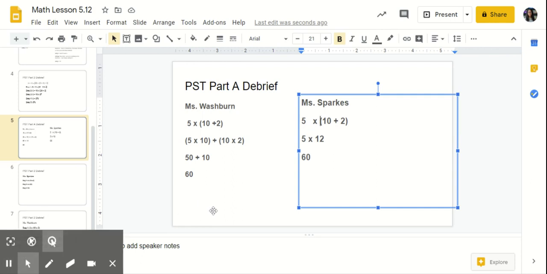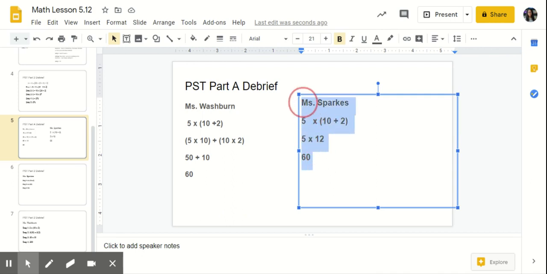So first we're going to start by taking a look at Ms. Sparks' work. So here we see that Ms. Sparks started by completing what's in the parentheses first, as we should always do. So we have 10 plus 2, that gave her 12, and then she brought everything down. So now she has 5 times 12, and that gave her 60. So her final answer here is 60.